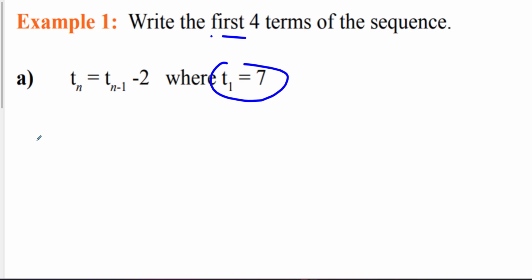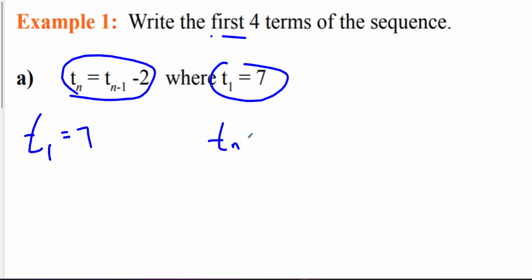All right, write the first 4 terms of the sequence. So here, T1 is 7. They're automatically giving you the first term. They're saying the first term is 7. We're starting at 7. Then they're saying the next terms will follow this formula: Tn equals Tn minus 1 minus 2.